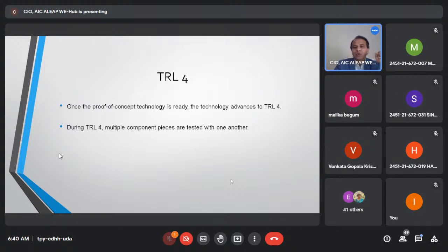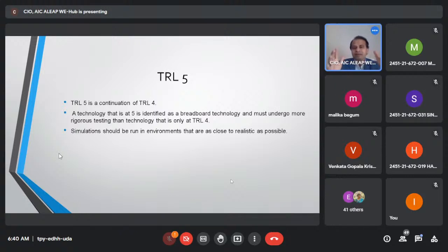TRL4. So you have to test that product, test that proof of concept. I won't use the name product, proof of concept. You have to test it, and then look for any changes, bring back any changes, and then repeat and make certain additions to your product.